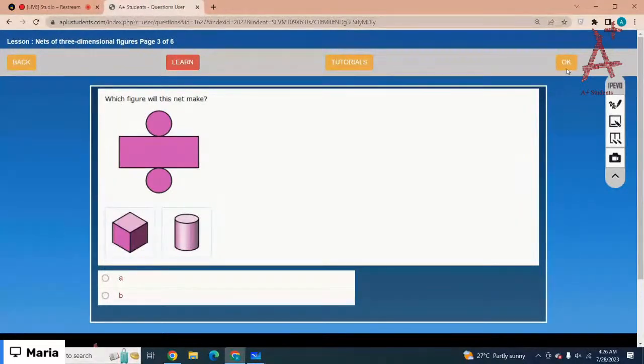The correct option is the second one. You can see it would be a cylinder, because you can see here you have the circular faces, so obviously it will make a cylinder. So option number B is the correct option.